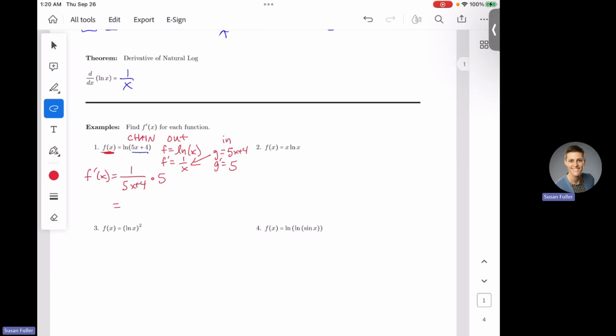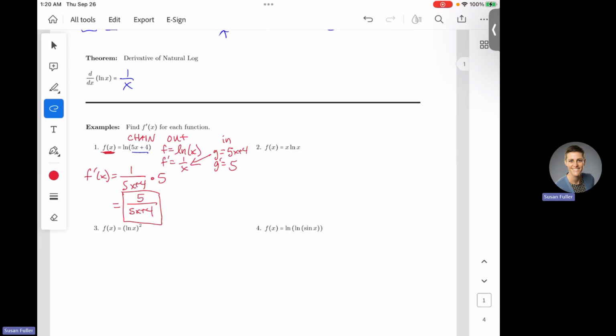If your brain likes, you can put that 5 over the 5x plus 4. And do not cancel those 5s. This one on the bottom is not free to cancel. It's part of something that's connected by addition, so it's not free to cancel. This is the best that we can do. So you're going to put a box around it, and that is my derivative.